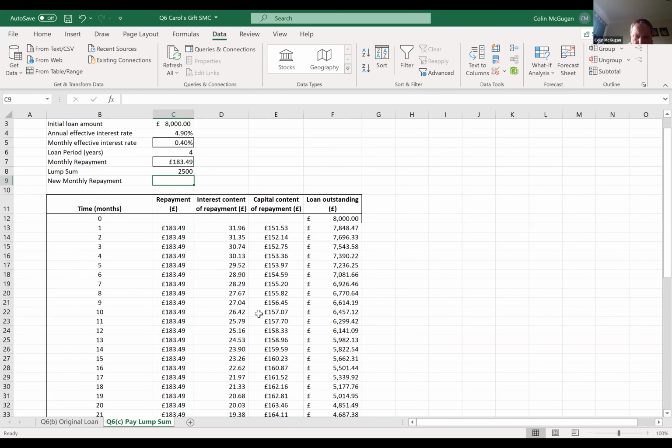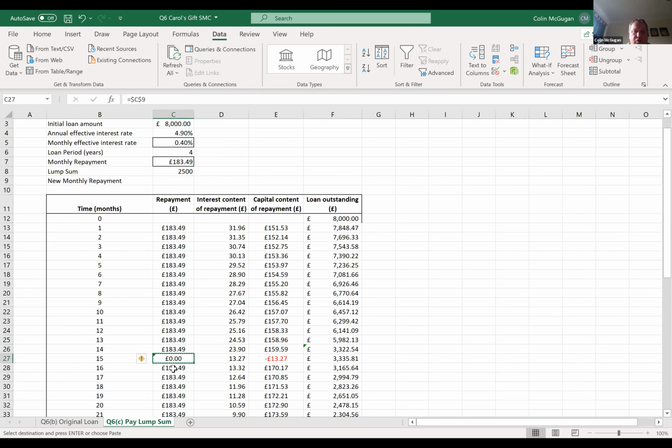So if I now come down to here, here's the 14th payment. So she's made her 14th payment. Now she's going to pay in her £2,500. So I'm just taking that from the cell up at C8 that I entered, and that now changes cell F26 to £3,322.54. Now, what that means is that all these payments afterwards are going to have to change. These are going to be the new monthly repayments. So what I now need to do is change that from being cell C7 to now being cell C9. So I'll enter that into there.